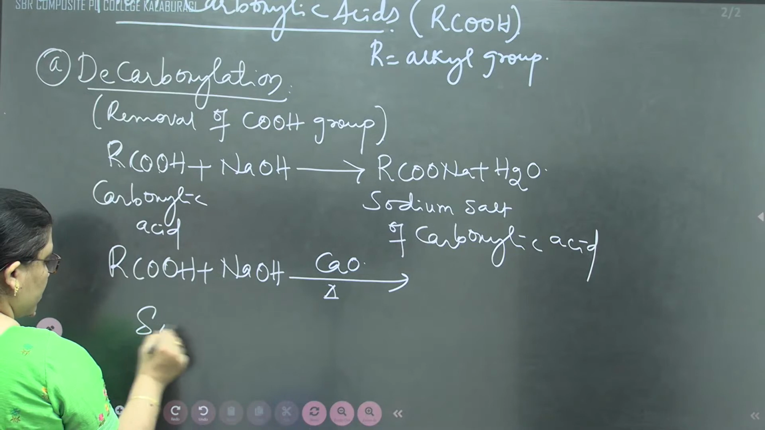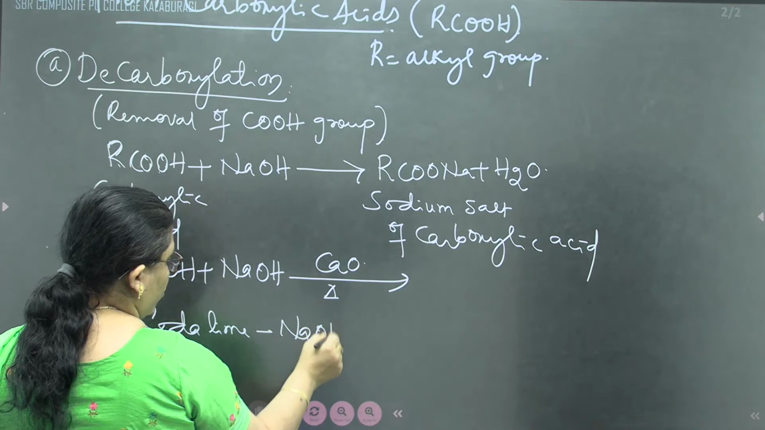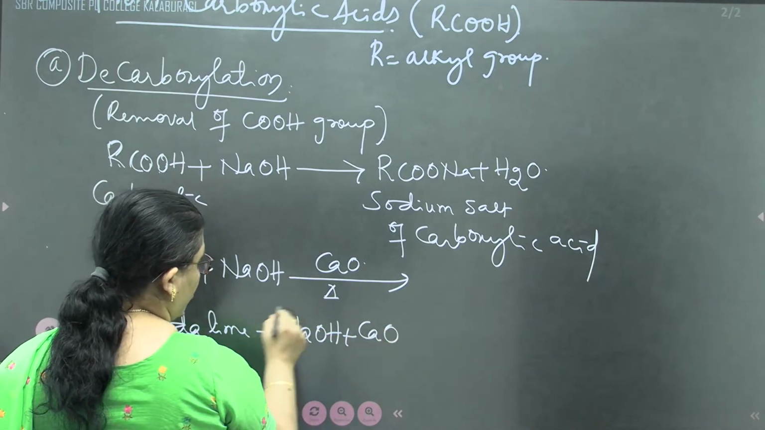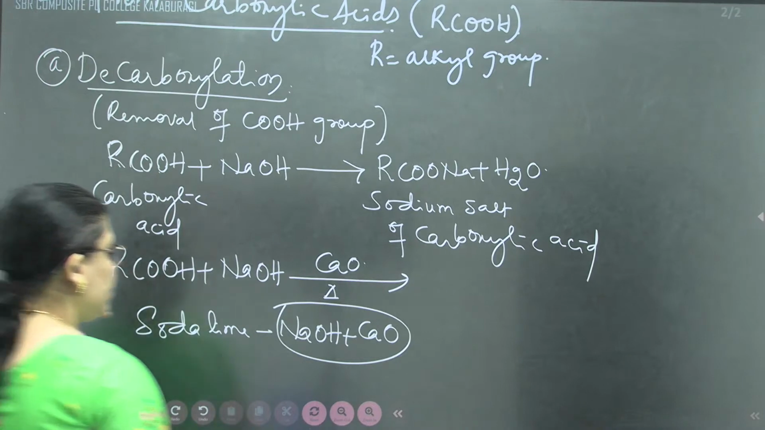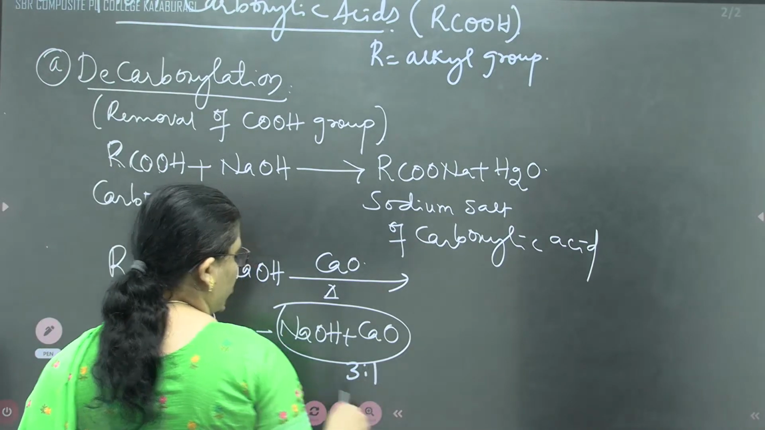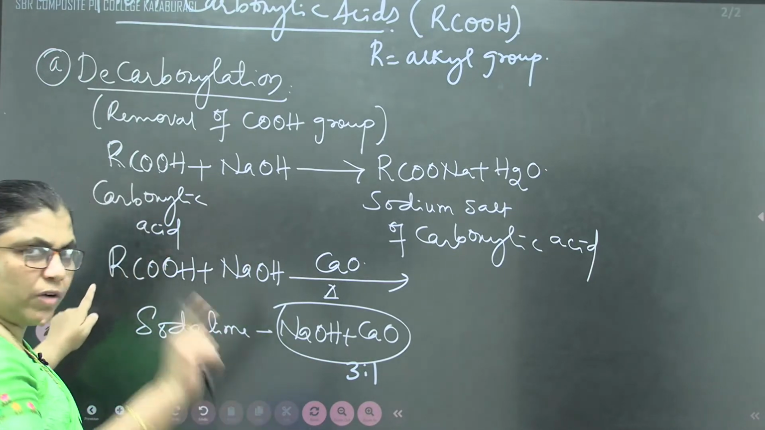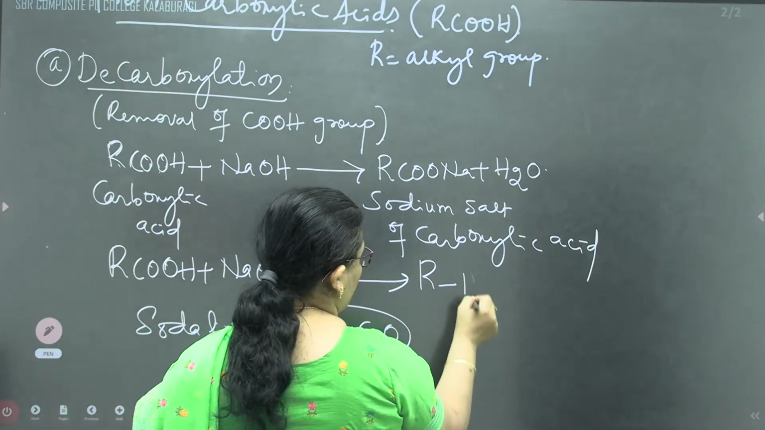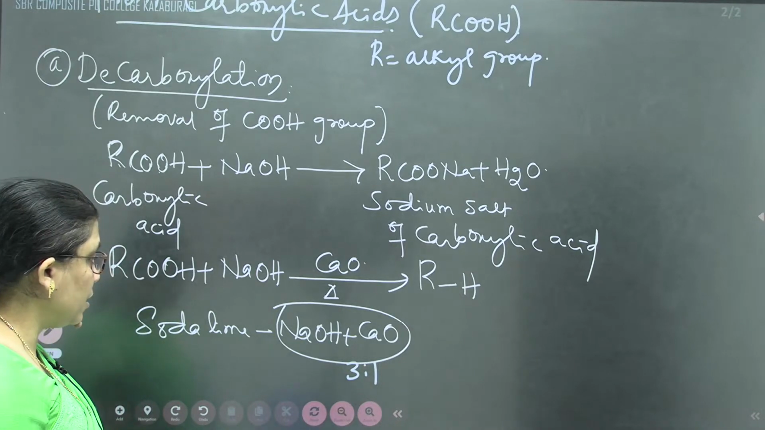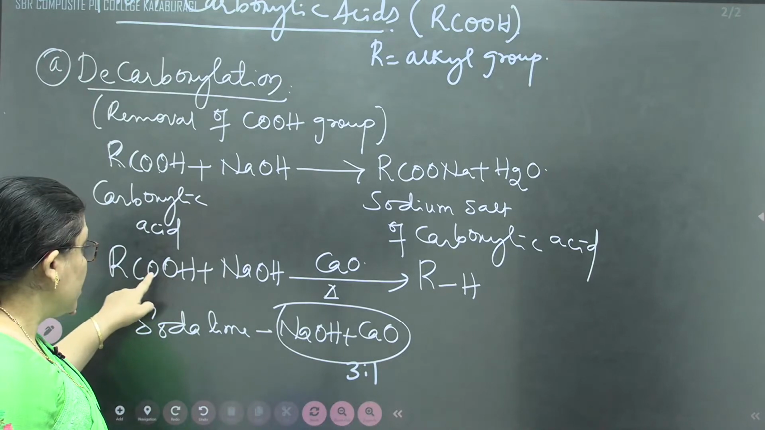Soda lime is the mixture of sodium hydroxide and calcium oxide, in the ratio of 3:1. We are not worrying about the ratio; we are writing the direct reaction. When we are heating, the reactant has 1 R and 1 carbon, but the product side gets 1 R with hydrogen.